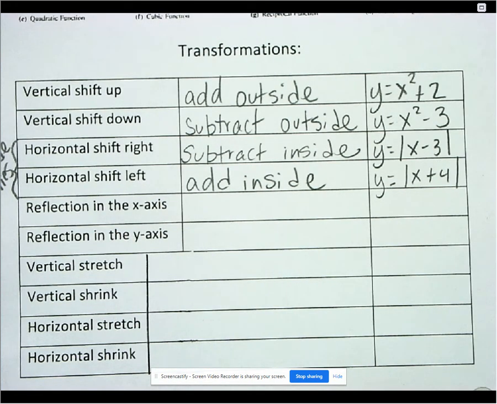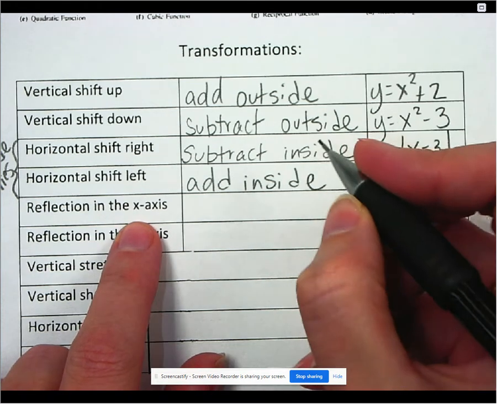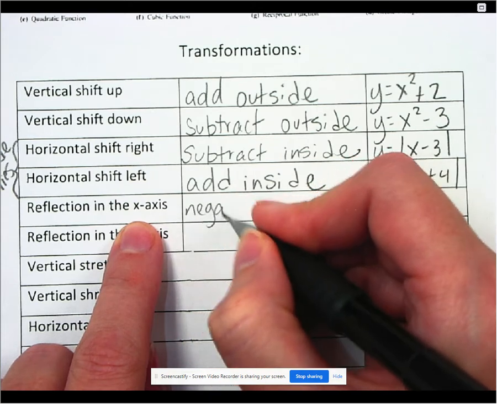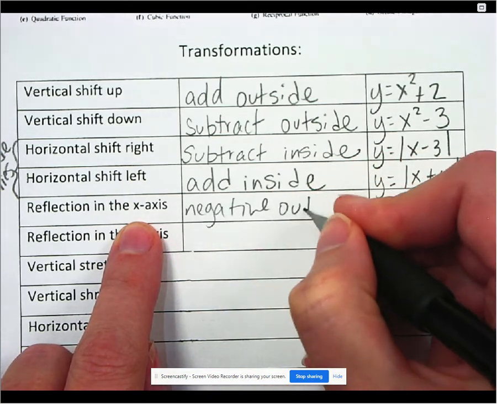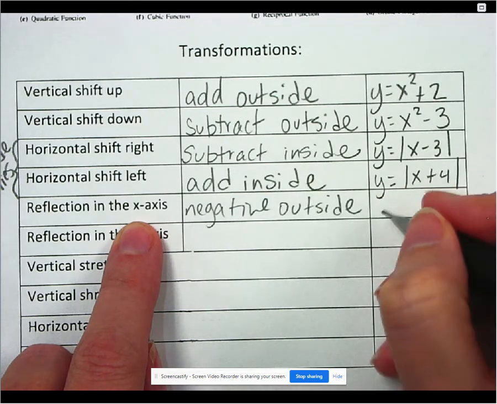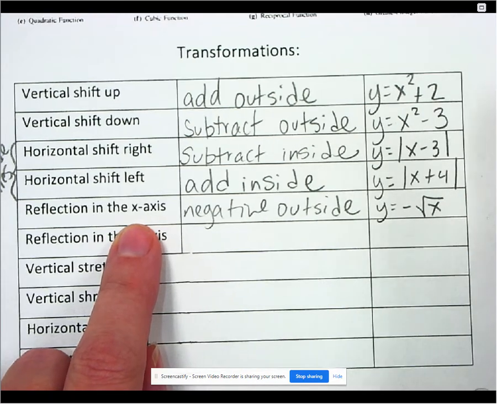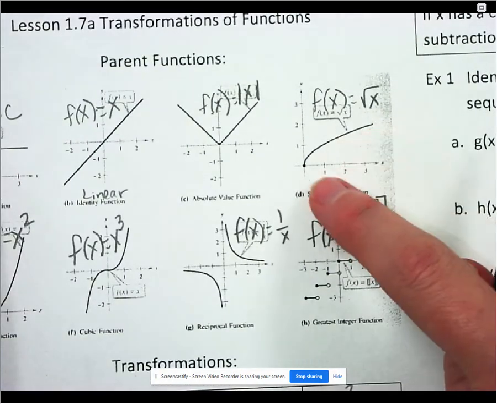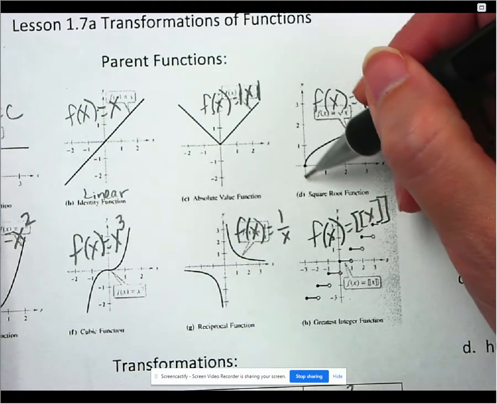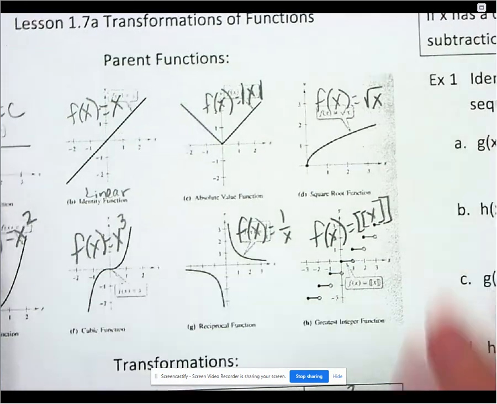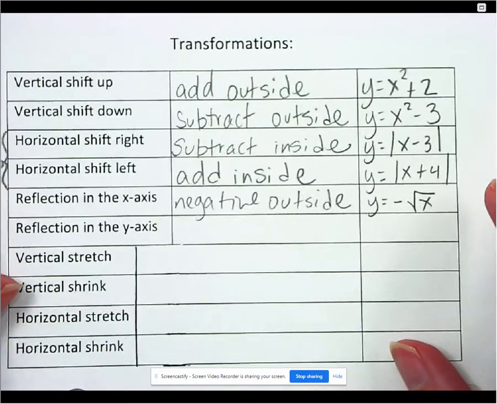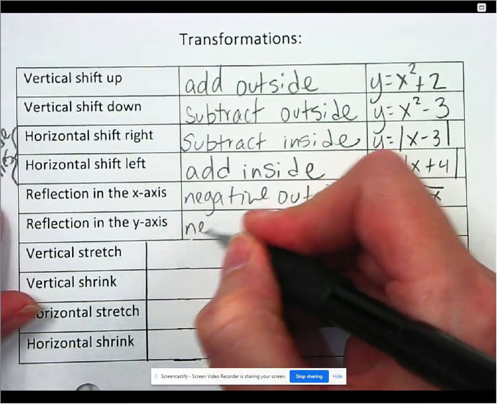Okay, then we have some reflections. To reflect a graph, you are multiplying by negatives. If you want to reflect on the x-axis, that's going to be a negative on the outside. For example, it would be like y equals the negative square root of x. That would take this square root function and reflect it on the x-axis, reflect it down to this side. And then for the y-axis, that's going to be a negative inside.